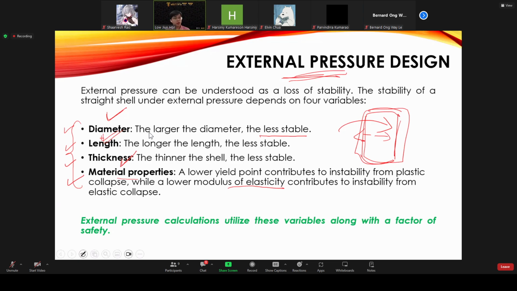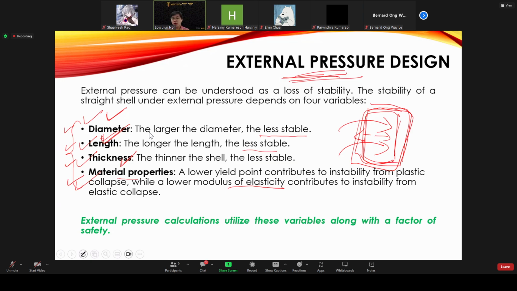But of course, we also need to consider the amount of the process content, or the mixture that we are going to handle, to make sure the volume is actually sufficient. And also, we need to consider the length, because the longer the length of the pressure vessel, the less stable is the pressure vessel. These are the four variables that we need to consider in our design, in order to make sure the pressure vessel that we are going to design is actually stable to withstand the external pressure.